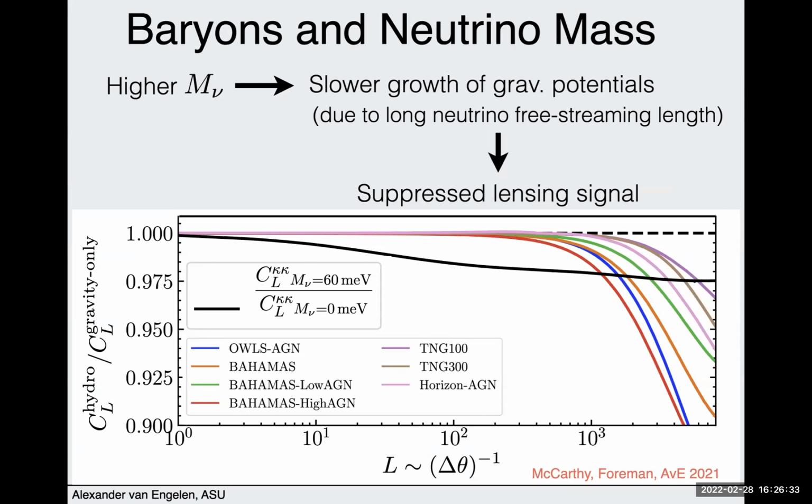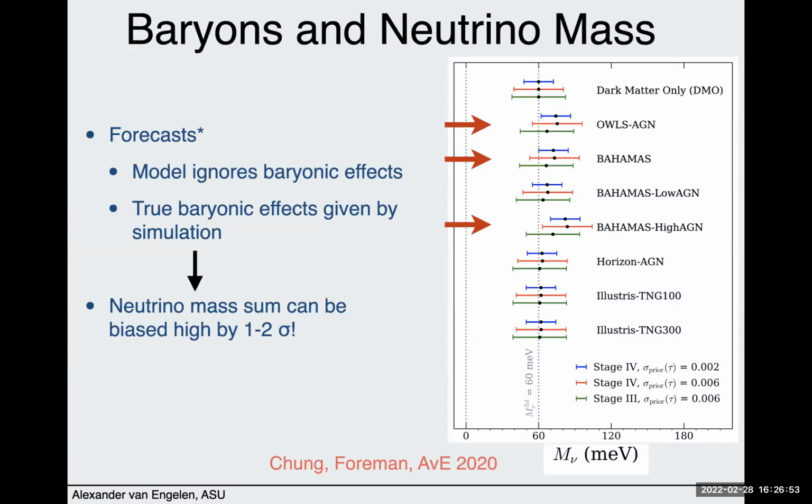Here's another way of looking at the same thing. The suppressed lensing signal from neutrino mass, coming from the slower growth of gravitational potentials in the case of a high neutrino mass, gives you this suppression shown as the black curve, but then these baryons also give you a suppression. So if you see a suppression in your measurement, how do you tell which one is right?